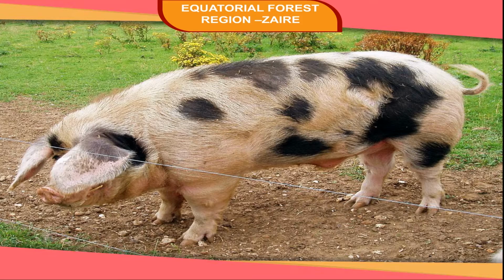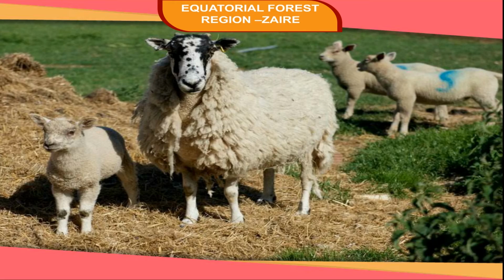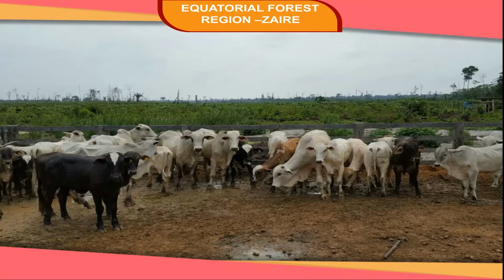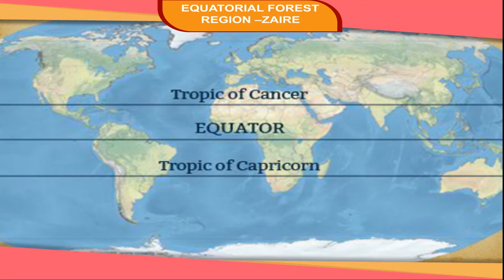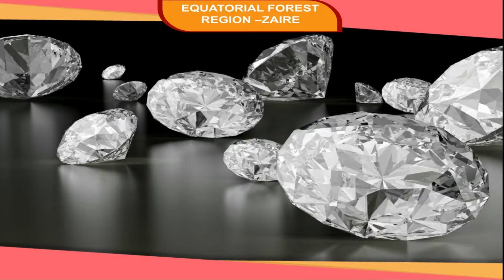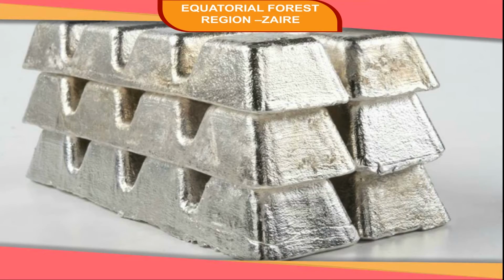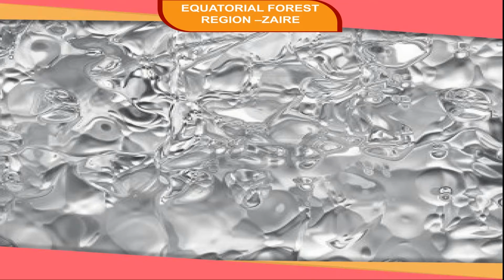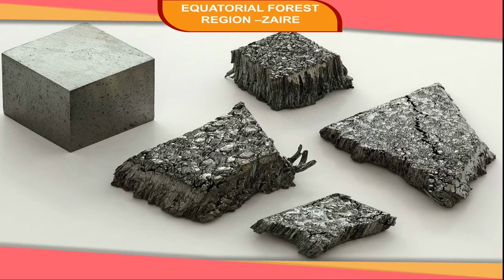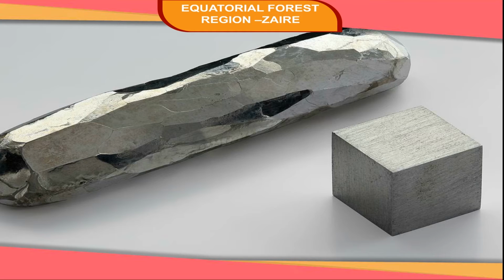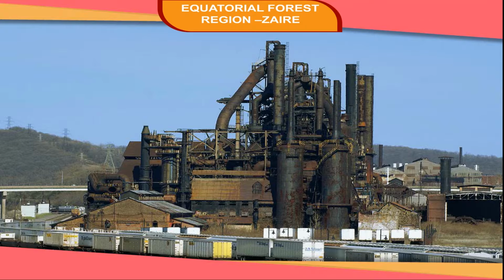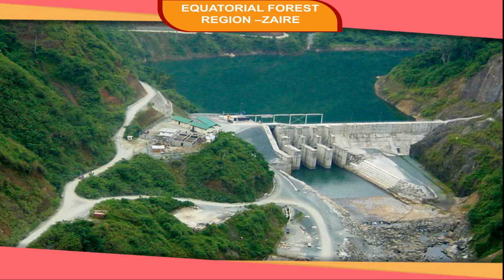Goats, pigs, chickens, and sheep are raised. Cattle are raised in the eastern and southern parts of the country. Zaire is a major producer of diamonds, cobalt, copper and tin. Other minerals like silver, gold, manganese and cadmium are also found in Zaire. Industrial activities provide 13% of employment. Hydroelectric plants produce all of the energy for the country's needs.